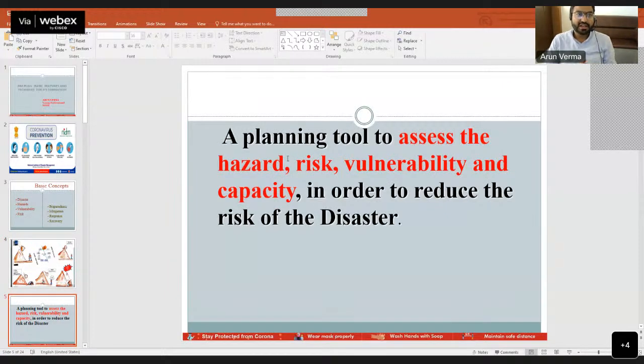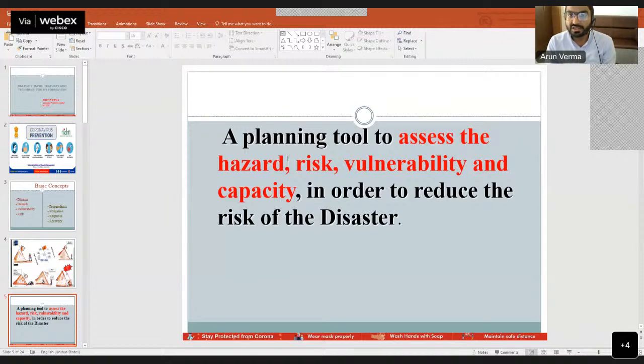Coming to the tools and techniques of a DM plan, we will think that planning is a very important tool to assess the hazard, risk, vulnerability, and capacity in terms of reducing the risk. Why reduce the risk? Because in terms of disaster management, the major aim is that we have to reduce the risk. We have to make sure of minimum life loss. It is the main end.